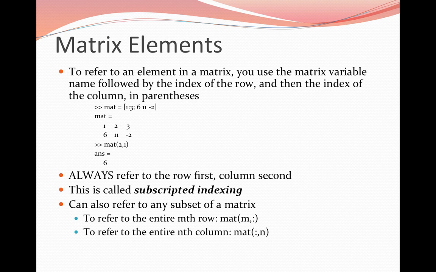You can also refer to subsets of a matrix. For example, if you want to refer to the entire mth row in a matrix variable mate, you could say mate(m,:). The colon there for the column says all of the columns. So all of the columns within the mth row, or in other words, the entire mth row, however long that is. You can also use just the colon to refer to all rows. So if I say mate(:,n), that says all rows, but the nth column. In other words, the entire nth column. That's kind of a shortcut to be able to refer to an entire row or column.